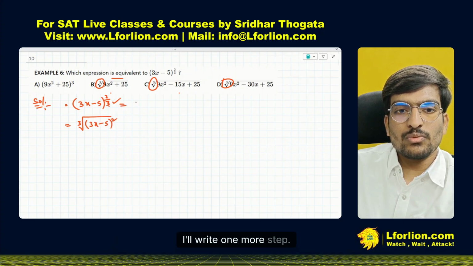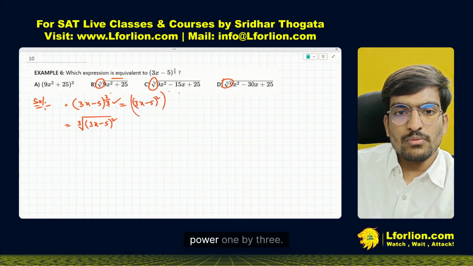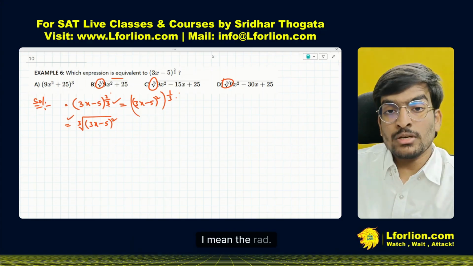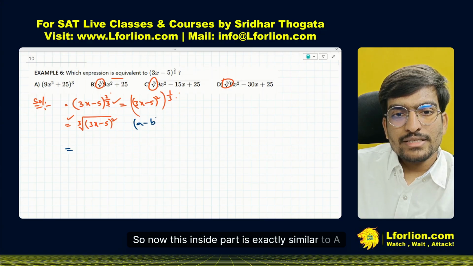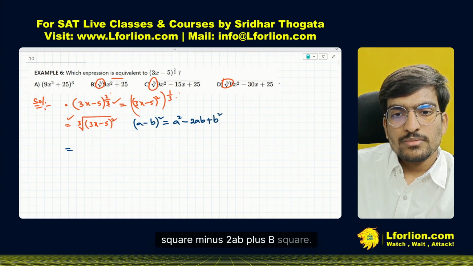If you want, I'll write one more step. (3x minus 5) whole square remains the same, and whole power 1 by 3. This power 1 by 3, I wrote as the radical. Now this inside part is exactly similar to (a minus b) whole square. (a minus b) whole square is a square minus 2ab plus b square.